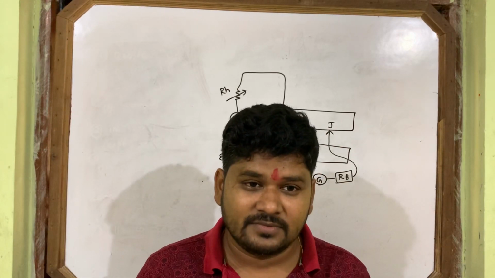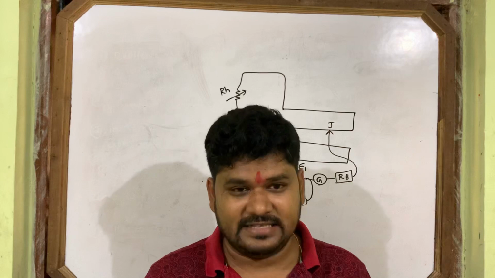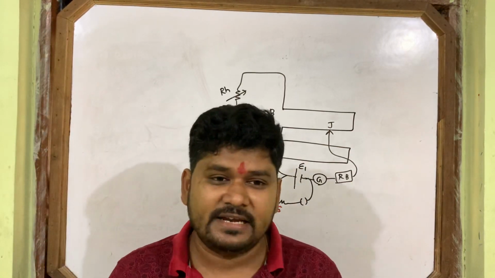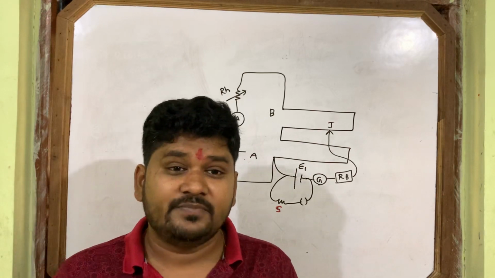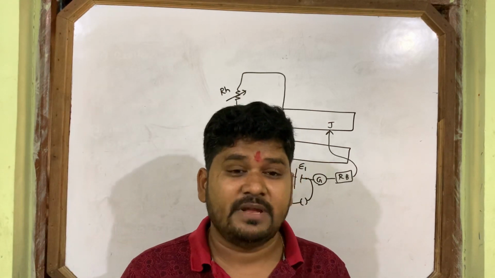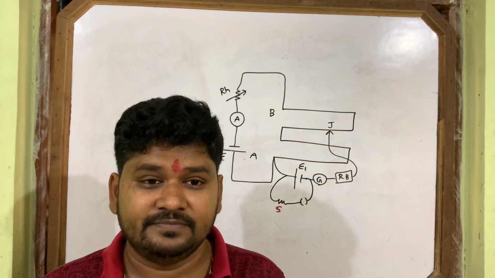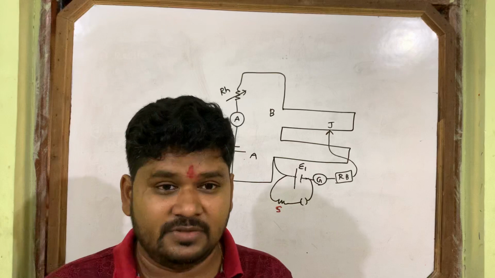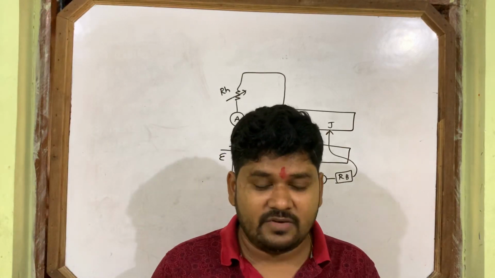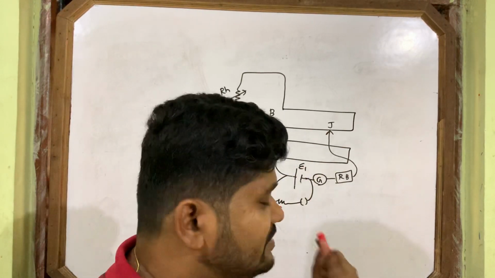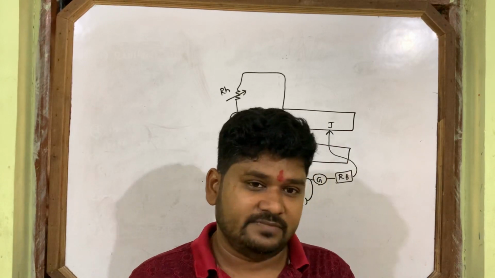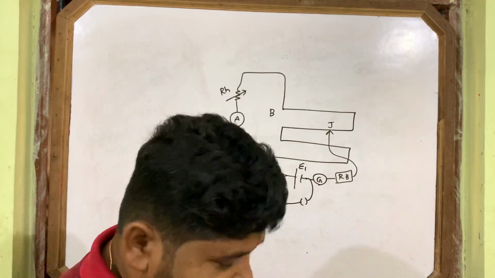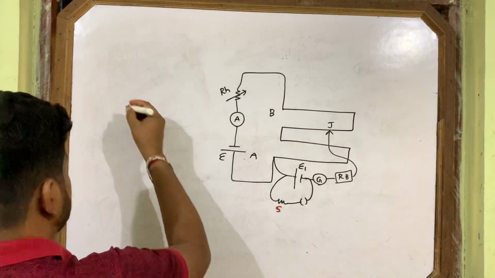So it's called one-sided deflection. If there is one-sided deflection, we have to see what the possible faults in the experiment are. We can check in our circuit what mistakes we have made for which the galvanometer is showing one-sided deflection. This is also a question that comes in the exam: if there is one-sided deflection of a galvanometer, what may be the possible faults?